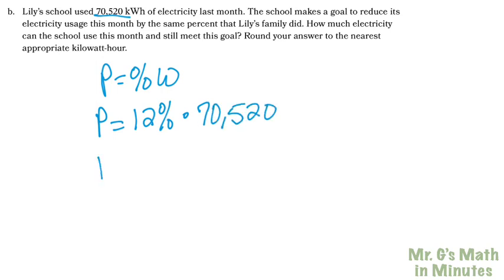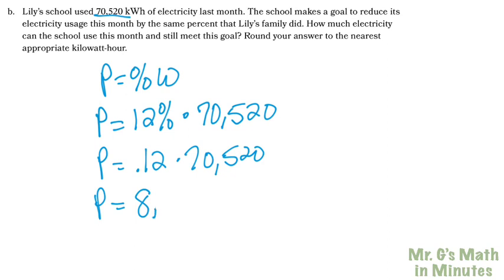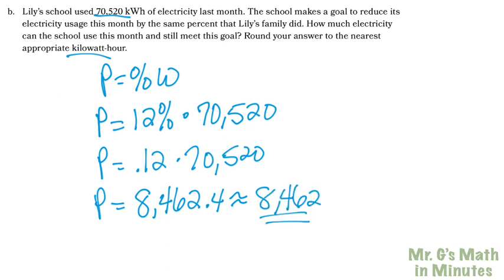70,520. So we're going to go ahead and change that to a decimal and multiply these two numbers together. 0.12 times 70,520. And we get that they need to decrease their usage by 8,462.4. But it says to round to the nearest kilowatt hour. So we're going to go ahead and round that, like they say, to 8,462. That's what they need to decrease their usage by.